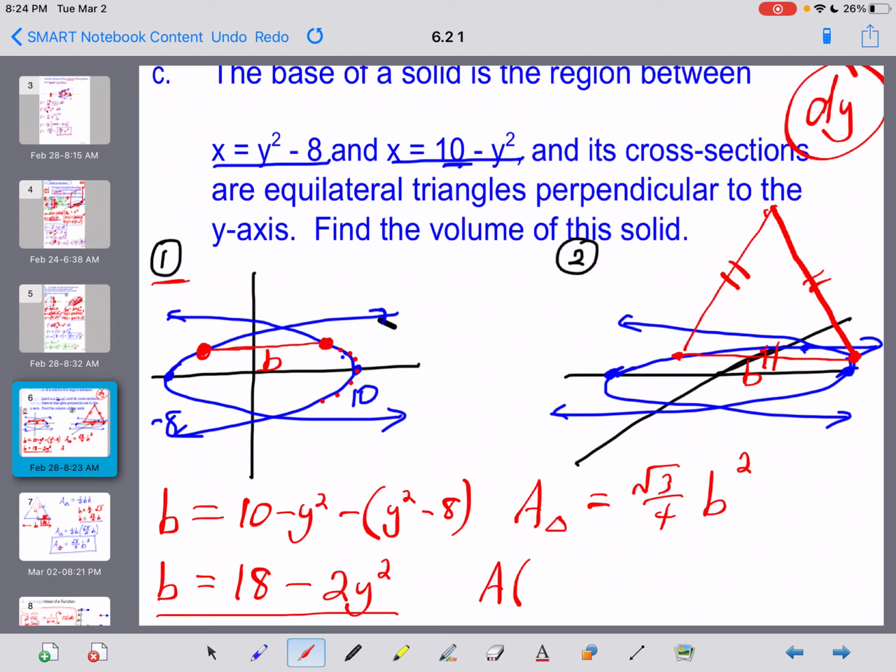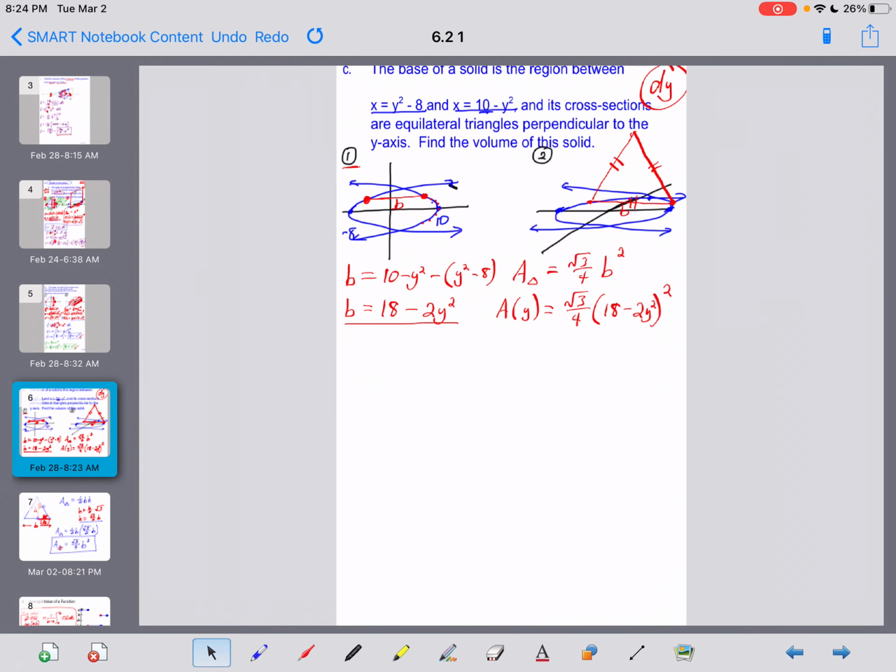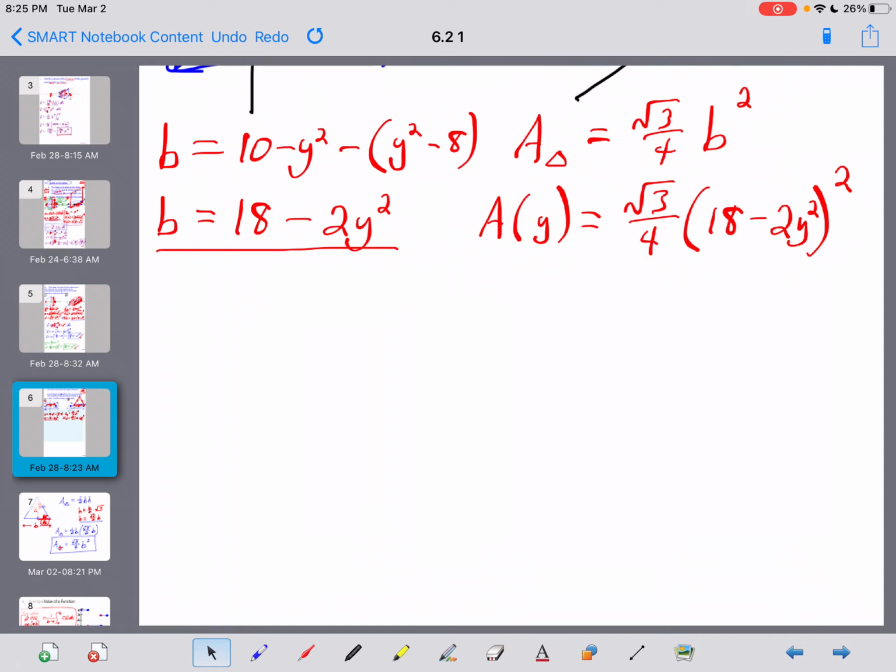So area, written as a function of y, is going to be root 3 over 4, and your base is 18 minus 2y, and we're squaring 18 minus 2y squared, and then that whole base now gets squared again. That, everybody, is a mess for that function, and there's not really anything that we can do to clean that up. So that is where things stand right now. Okay, but the hard part is done. We have figured out our A of y formula, so now we're ready to go ahead and find our volume.